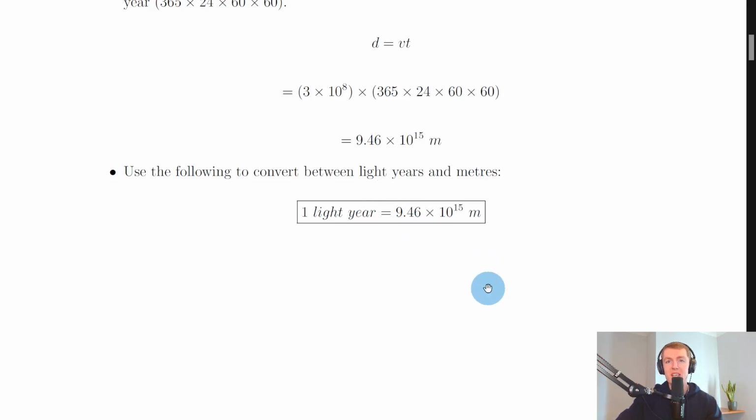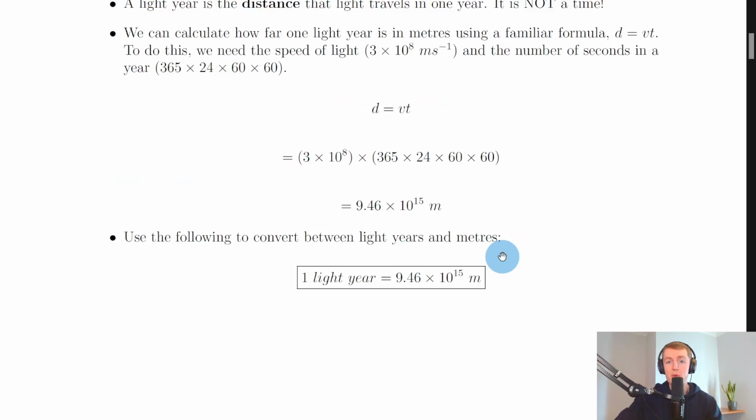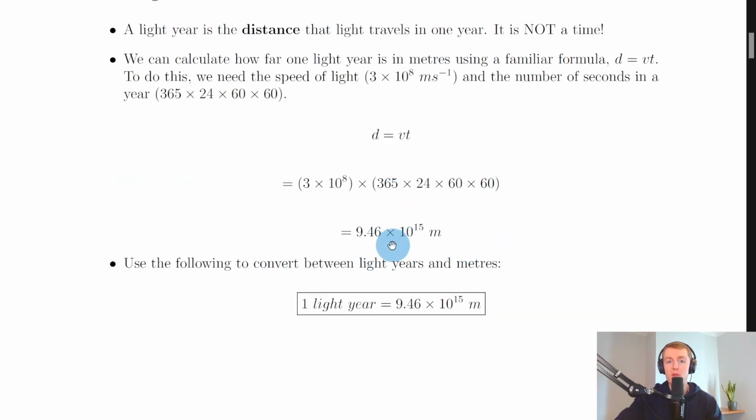And to help you when carrying out calculations involving light years, I would recommend either remembering this conversion that 1 light year is equal to 9.46 times 10 to the 15 meters, as that can save you a lot of time during questions, or you remember the process of how to get this value of 9.46 times 10 to the 15 meters. So remember that's using speed distance time, the speed of light, and the number of seconds in 1 year. And the second way there is commonly what you'll see in the marking schemes for past papers.